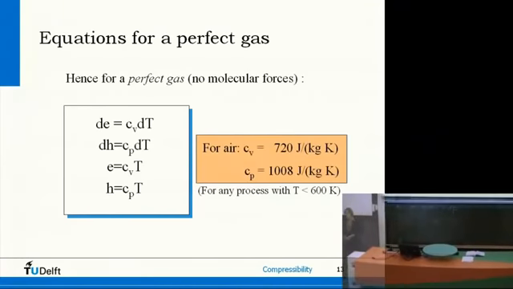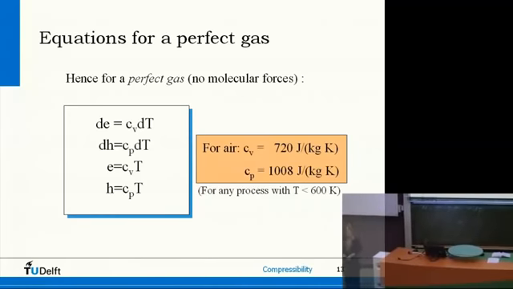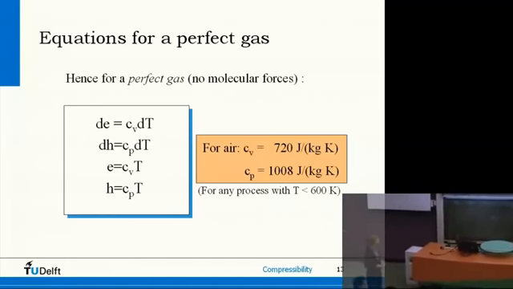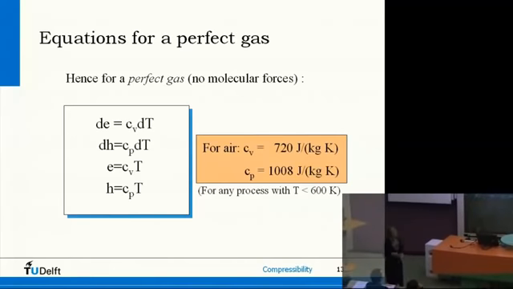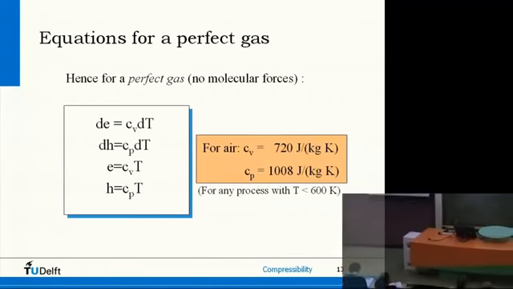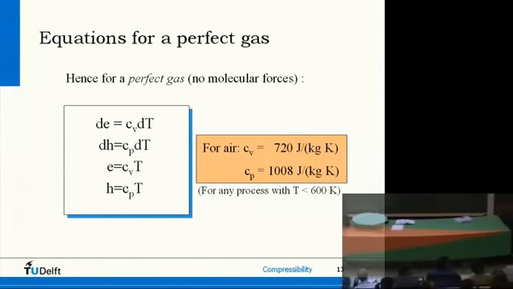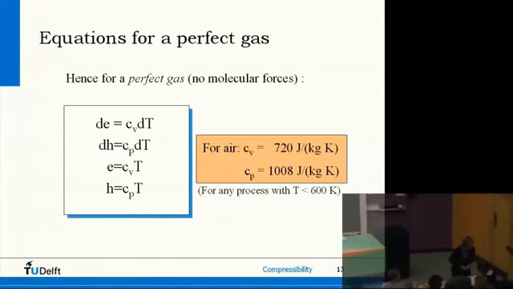Of course, interesting are the values of these specific heat constants. For air, at normal temperatures, so below 600 Kelvin, you can work with the following Cv and Cp. Yes? In the formula before, the constants for Cv and Cp, they have the same formula, so that should be the same. So then if you go back to the slide, it says dq by dt, but they have the same formula, so that should be the same.